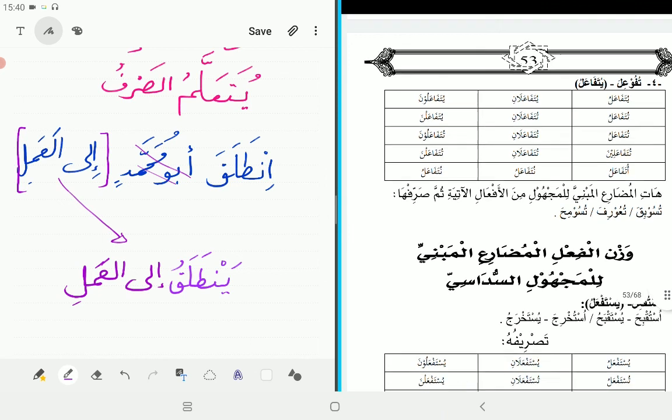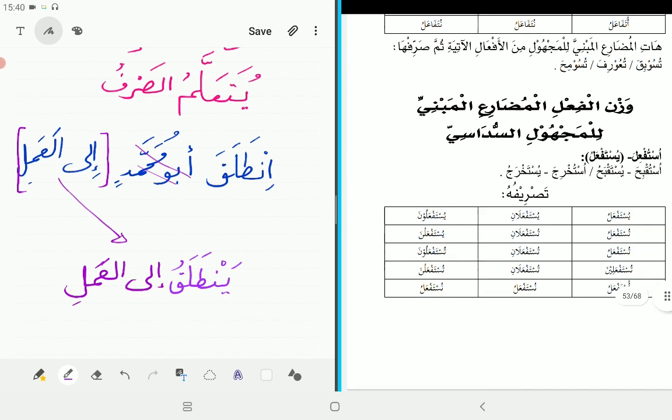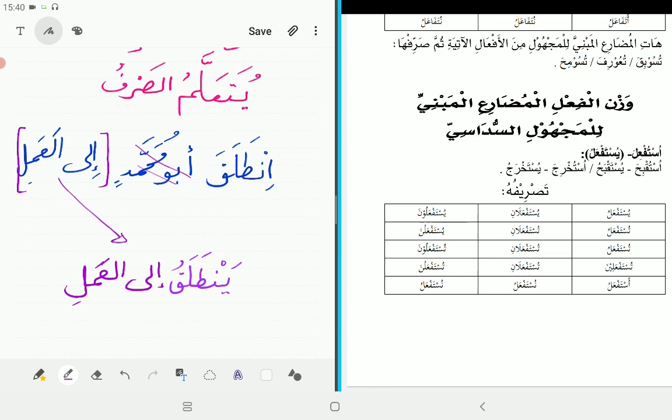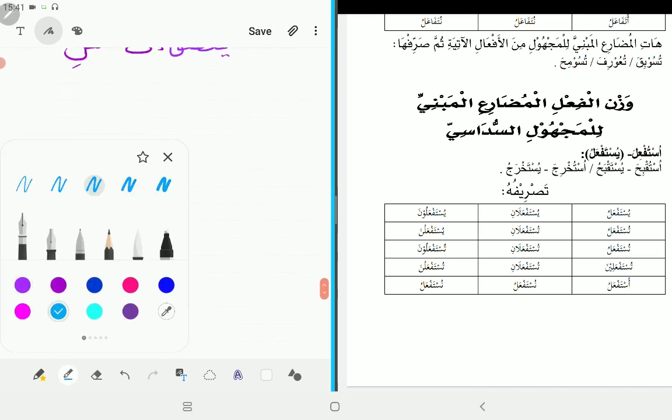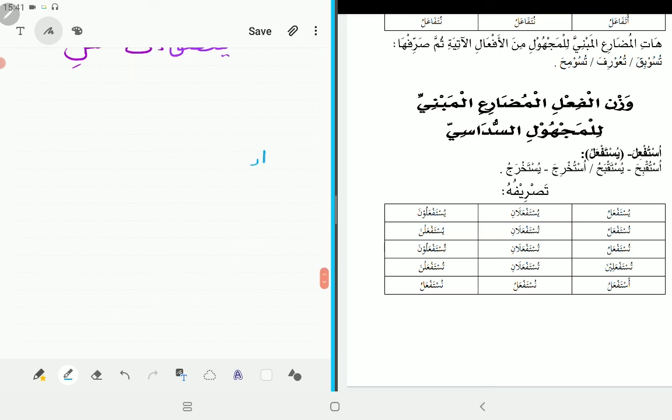We'll go into the following scale, which is for the 6-letter verbs. The author says وزن الفعل المضارع المبني للمجهول السداسي, the scale of the present tense verb in the passive voice that is 6 letters: استفعل يستفعل. Once you've understood that principle, there's not much really left. It's exactly like in fa'ala or ifta'ala. So if you have a verb on the scale of استفعل, I'll write it out, then the present tense would be يستفعل.